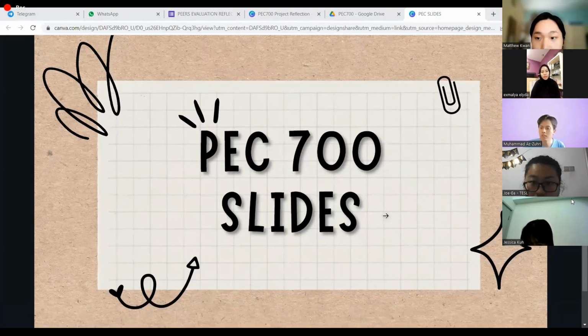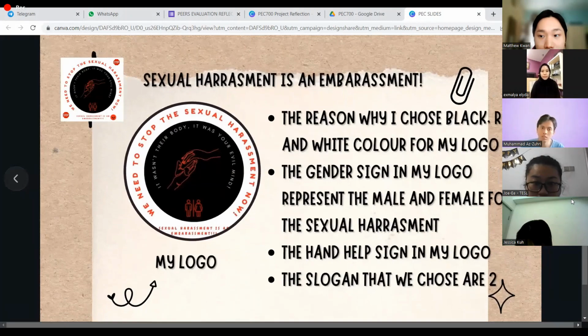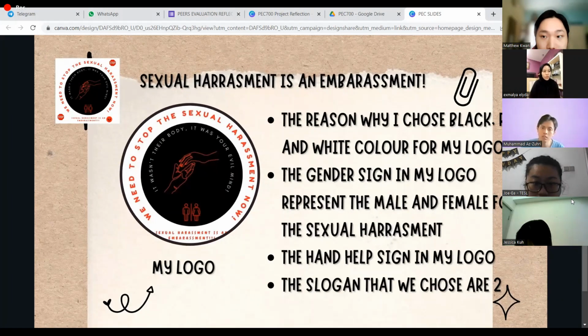Alright, so hi, good afternoon. My name is Exmalya binti Kamarul. Before I go further with the questions, I'll be presenting my slides that I created using Canva. So let's start with the first one. This is the logo that we created. As you know, we have to create two tasks, which are creating a logo and creating a poster.